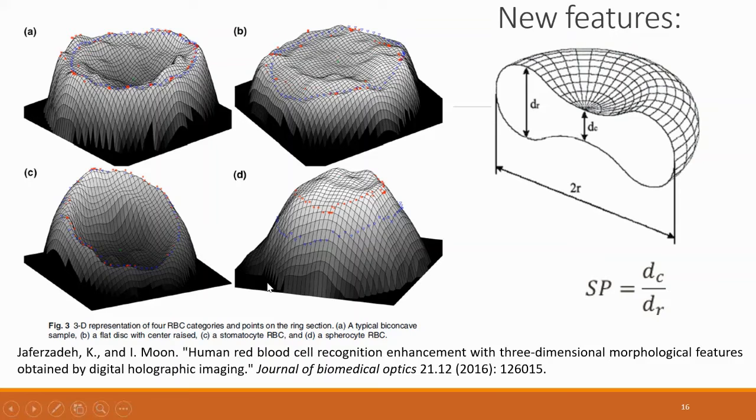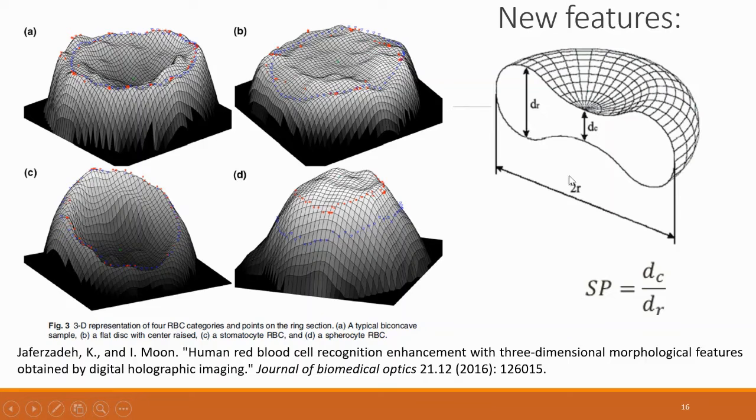As you can observe on this image, especially on C, you see that there are plenty of points on the ring side, and the distribution is in a form that there are points on the highest place of this ring, and there are points on the lowest part of the ring, which can be used to classify this red blood cell compared to the other red blood cells.